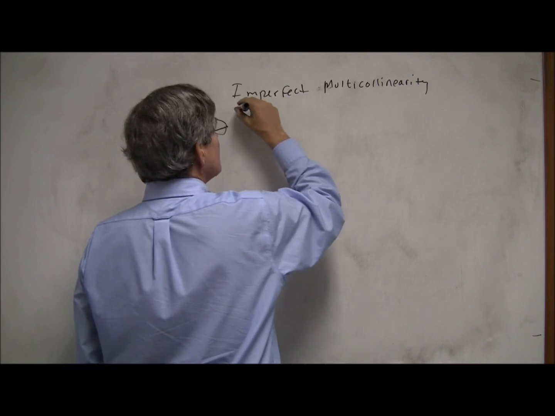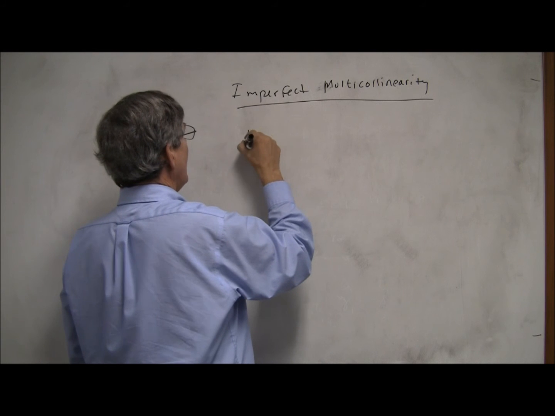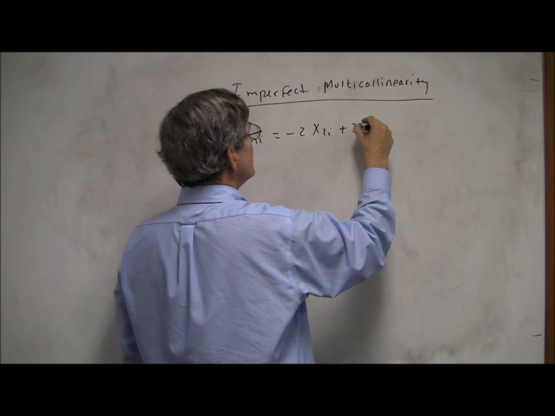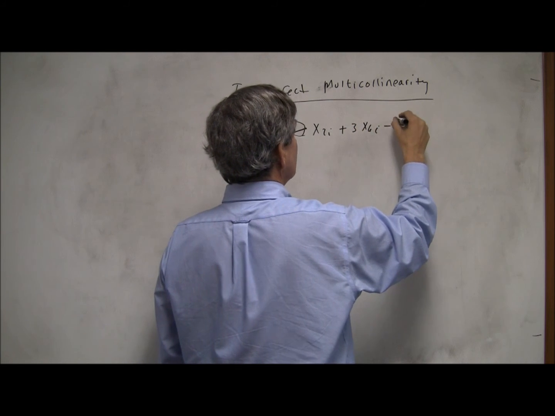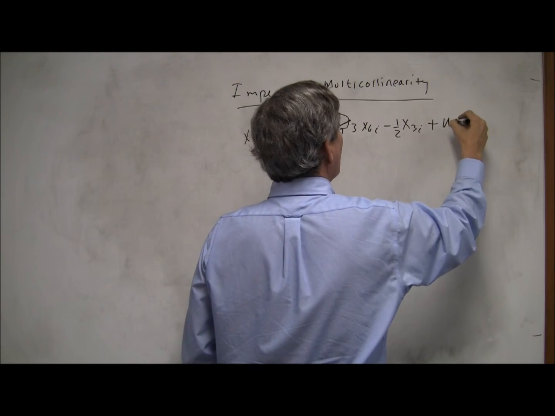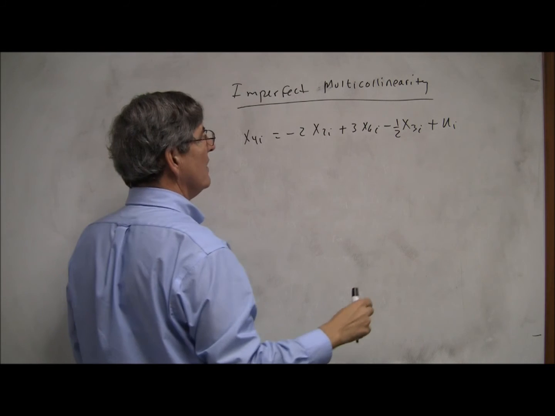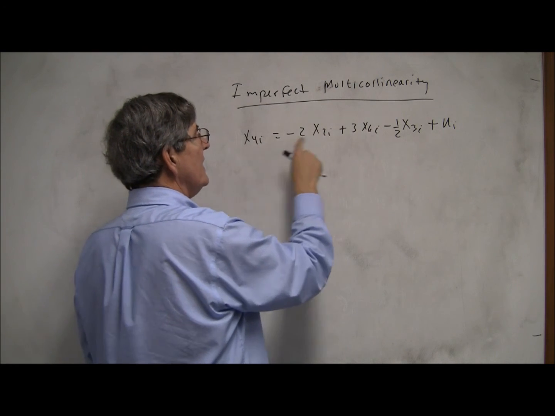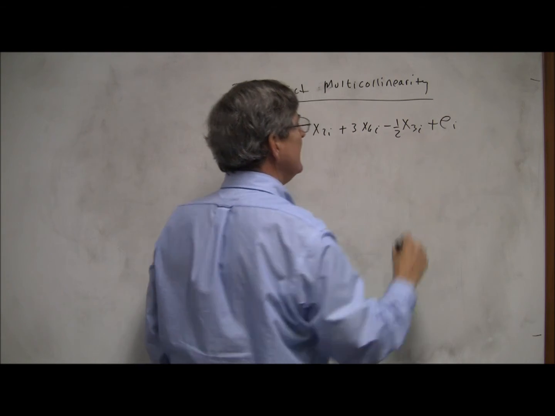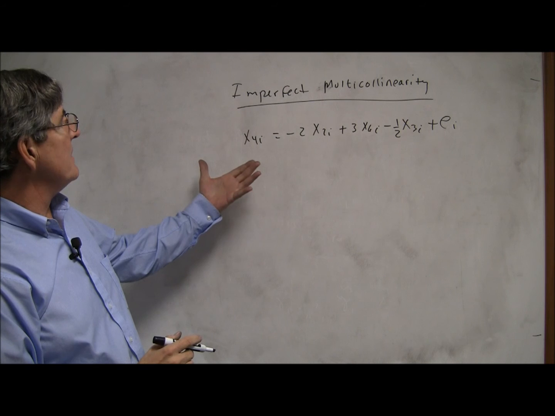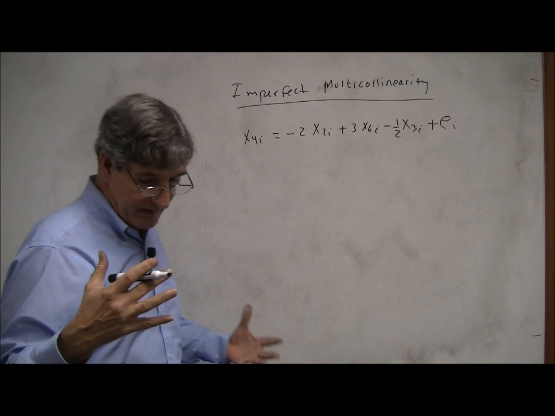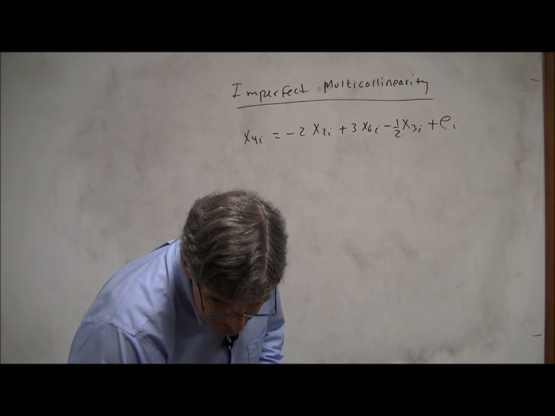That's when several variables are related but not perfectly. So maybe x4i equals minus 2x2i plus 3x6i minus 1/2 x3i plus ei. And it's this plus ei that makes it imperfect, because now x4 can move independently of these things. Oh, that's not the regression error, that's some other error, call it ei. So essentially we have something like this in mind. There's a relationship, but it's imperfect. The correlation is less than perfect between the two variables.